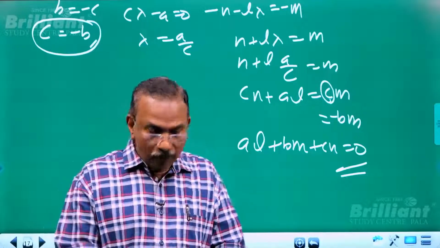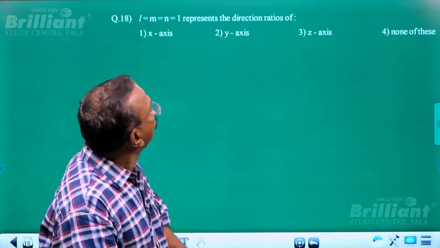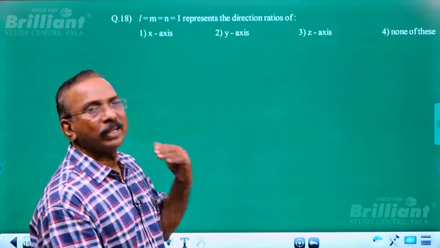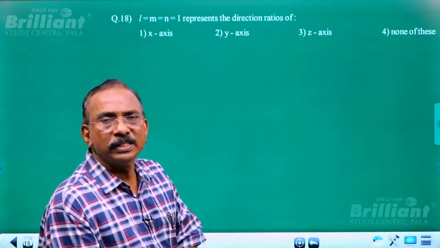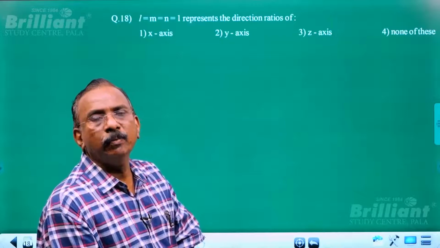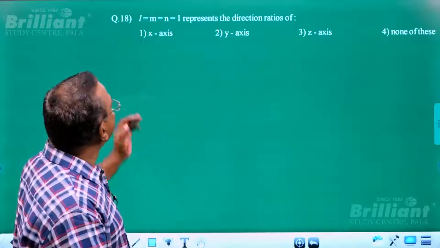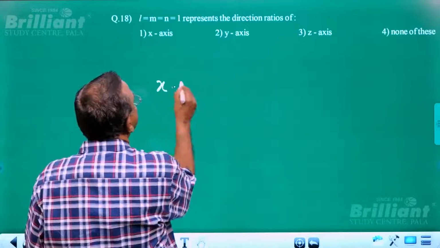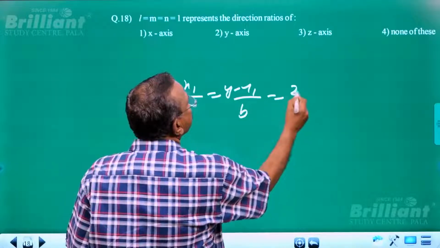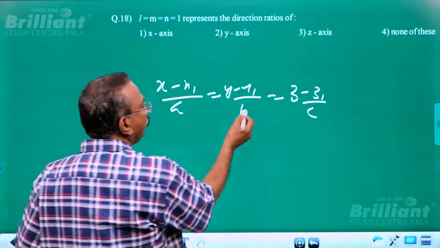Now, question number 18. Here L, M, N represent the direction ratios of x-axis, y-axis and z-axis. So, you know, what's the direction ratio of x-axis? Direction ratio of x-axis is actually 1, 0, 0. Only the x-coordinate is there, and for both Z and Y there is no such component. You know one of the equations like this, x minus x1 divided by A is equal to y minus y1 divided by B is equal to z minus z1 by C. Suppose it only represents the x-axis, both of them should be 0.